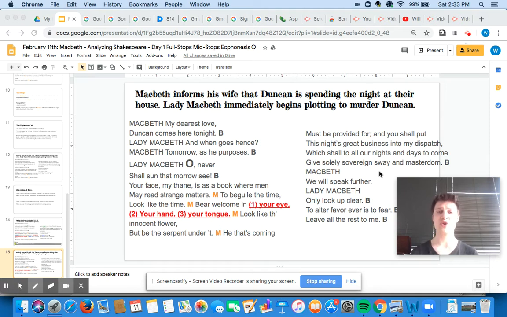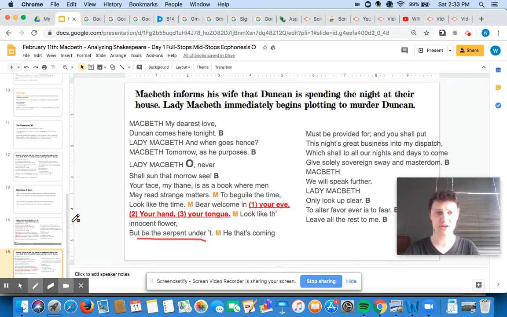So she is sort of planning out for him what his plan of attack will be. Duncan will arrive. Macbeth will be very kind and gracious. He will look like someone who is innocent. He will offer his hand like someone who is innocent. He will speak to the king very graciously like someone who is innocent. But he will be a serpent under it, right? He will be a murderous plotter underneath it all.